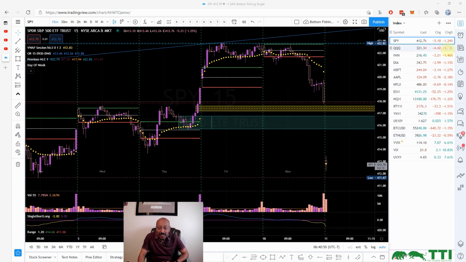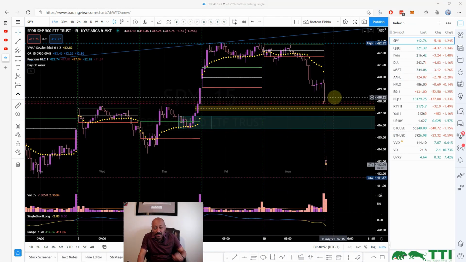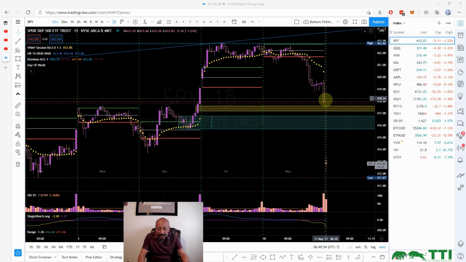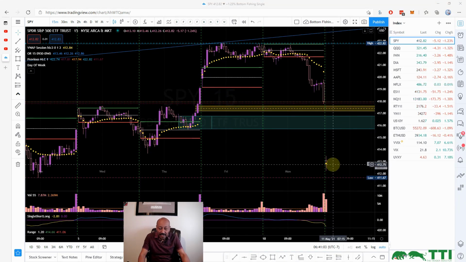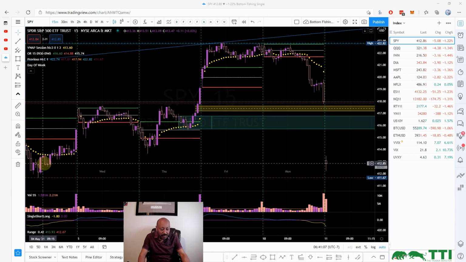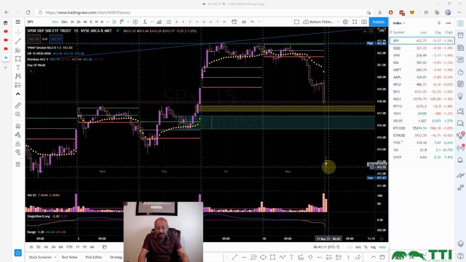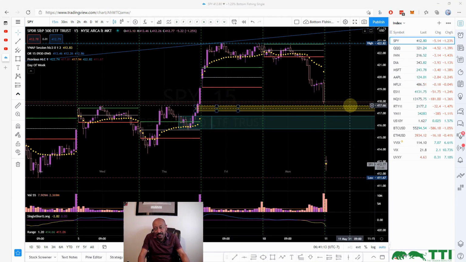As you can see, the markets opened about 10 minutes ago and they sliced through the imbalance, they sliced through the hourly order block that I had talked about in yesterday's video, and we're way down here. We're in territories we were at on May 4th. So not that far down. I mean, it's significant.